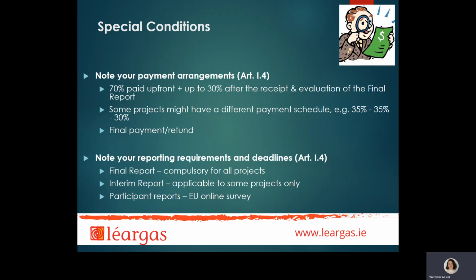In majority of cases, the first pre-financing payment represents 70% of the total awarded grant. Up to 30% is then paid to the project upon the receipt and successful evaluation of its final report. The national agency has a certain number of days to make relevant payments. It is 30 days from the signature of the contract for the first payment and 60 days from the receipt of the final report for the final payment.